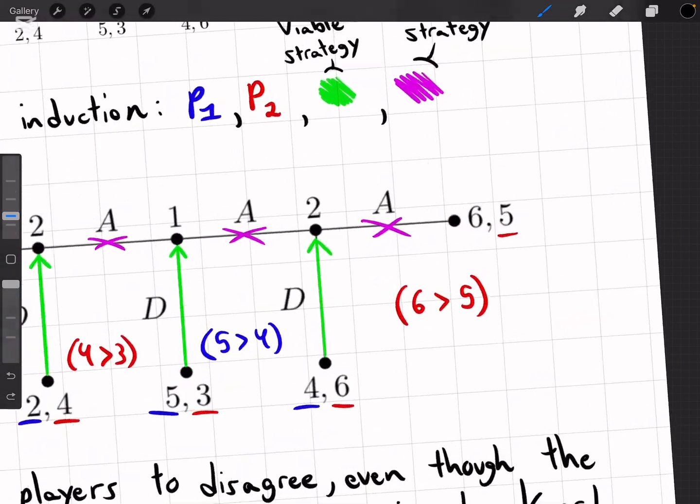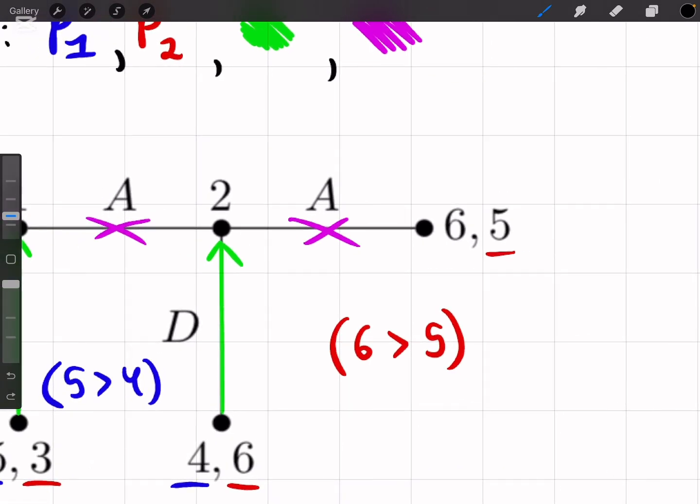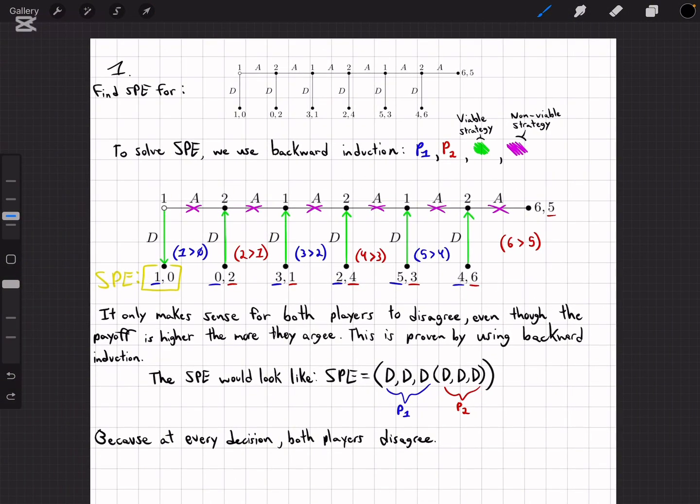Because remember, we could have had 6, 5. So player 1 gets 6 utility and player 2 gets 5 utility. And that's awesome, but that's not how game theory works. And so I just think this is a fun game.